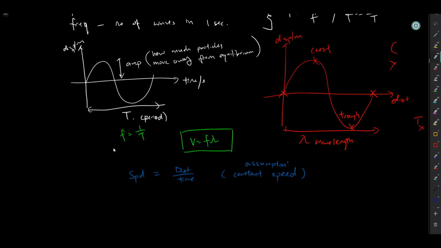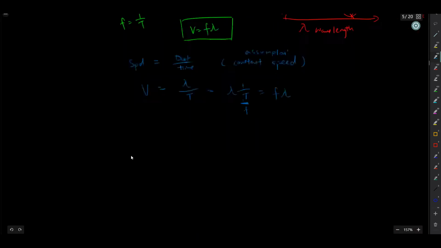So anyway, speed equals distance over time, and the amount of distance you move, we can call it lambda. And to move lambda, I actually need one period. So it becomes lambda times 1 over T, which is basically F lambda, because this part here is F. So then we have V equals F lambda, which is the main formula for this chapter.